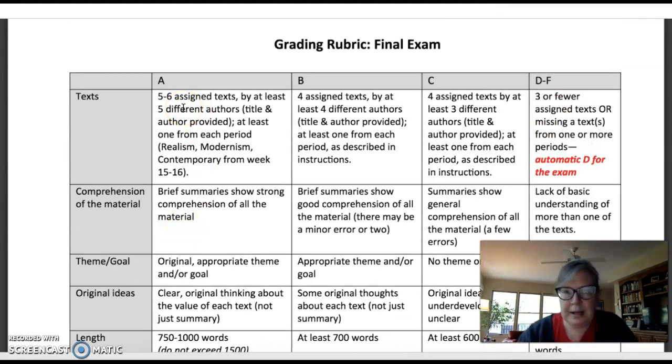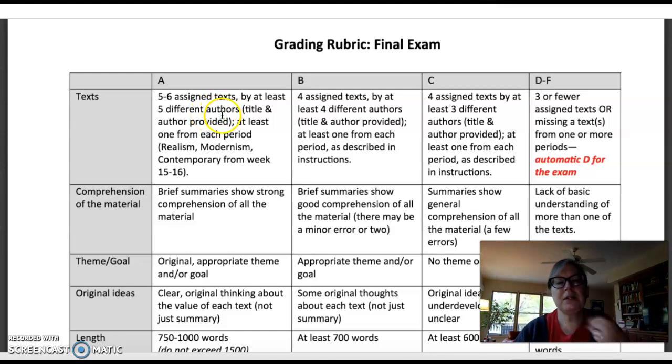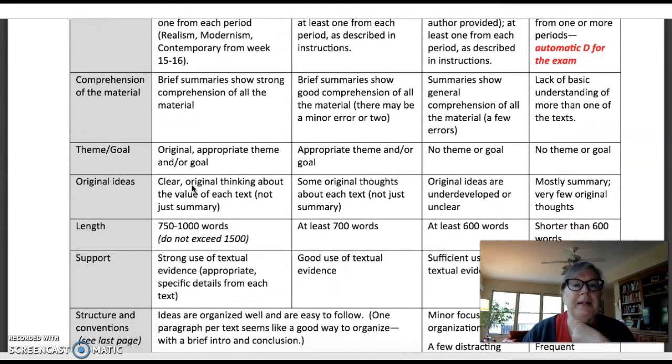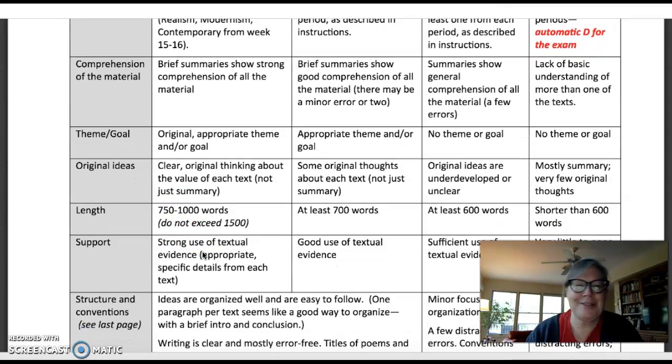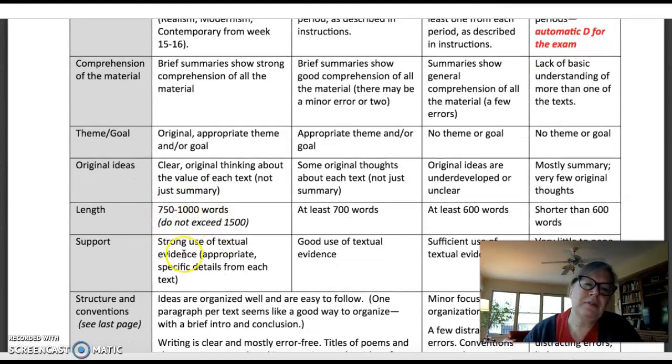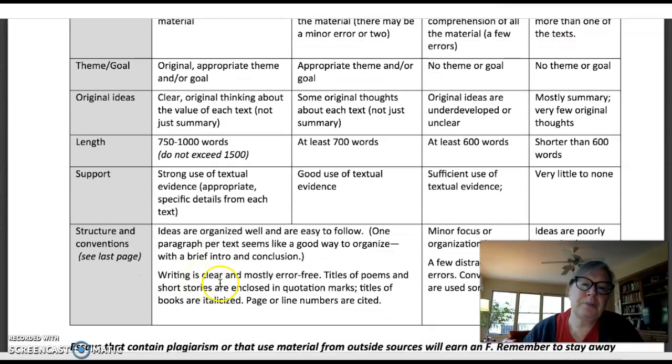If you want to earn an A on the exam, you're going to have at least 5 different authors, 5 or 6 different texts. So maybe you have 2 poems by Robert Frost, but at least 5 different authors, meeting those requirements about every period being represented. You're going to show strong comprehension of the material, have an original theme or goal, and clear, original thinking about the text. You're going to show not just that you read them, but that you've thought carefully about them and have your own ideas to bring to the discussion. It's going to be at least 750 words with good textual support and all the good English 101 stuff, good paragraphing and so on.